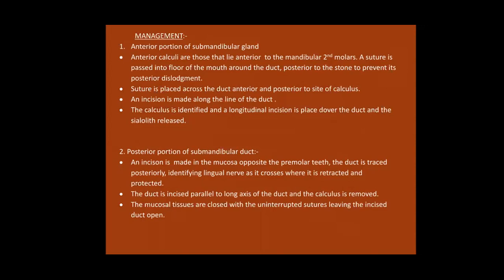Then the posterior portion of the submandibular duct: an incision is made in the mucosa opposite to the premolar region. The duct is traced posteriorly, identifying the lingual nerve as it crosses, where it is retracted and protected. The duct is incised parallel to the long axis of the duct and the calculus is removed. The mucosal tissues are closed with interrupted sutures, leaving the incised duct open.